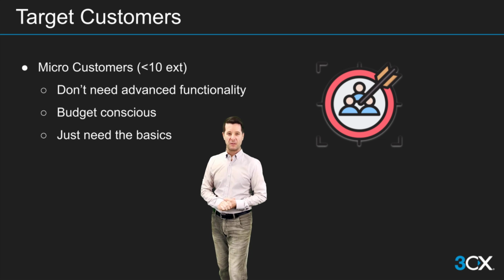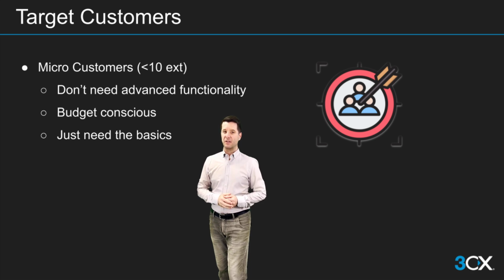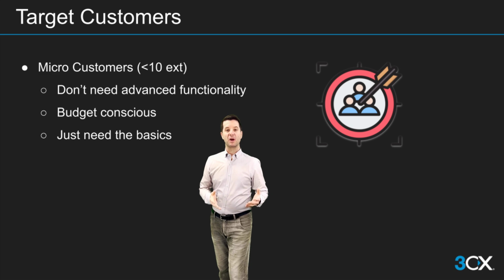Our primary target for this product is micro customers, usually with less than 10 extensions, but ultimately you decide how many extensions are assigned to each tenant. The ideal customer for this product doesn't need complex features but requires a simple, reliable, and secure phone system. These customers are budget conscious, so offering them a cost-effective multi-tenant solution just makes sense.